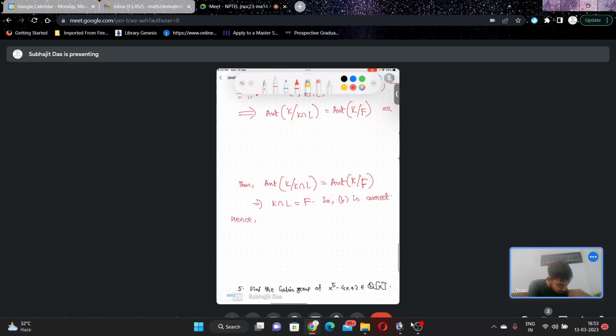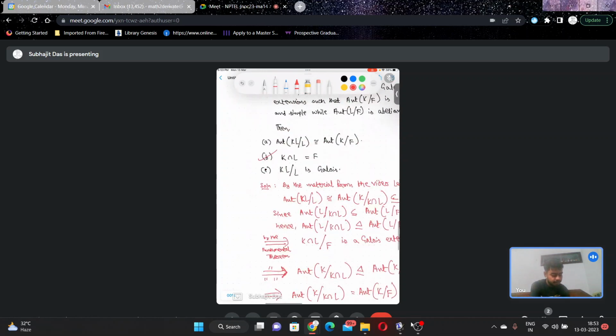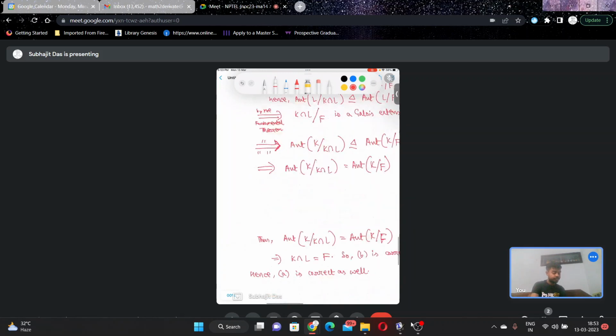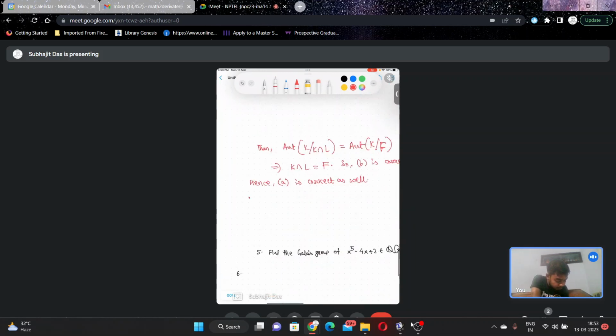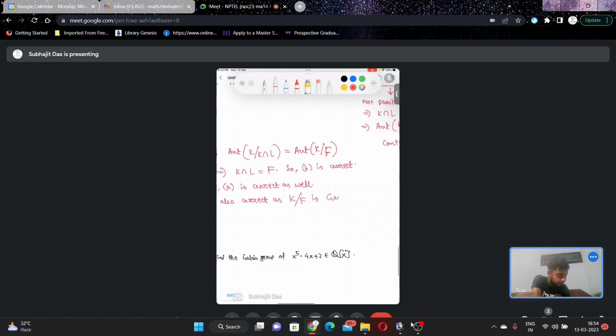Hence A is, I mean option A, hence A is correct as well. And finally option C says that KL over L is Galois, and this is clearly true. So C is also correct, as K over F is Galois.